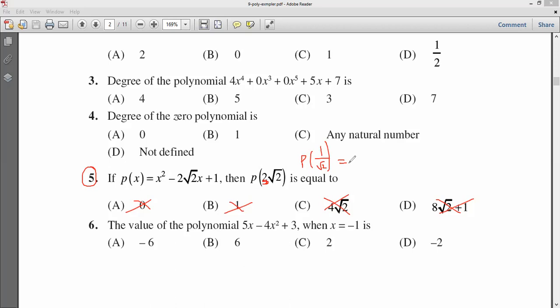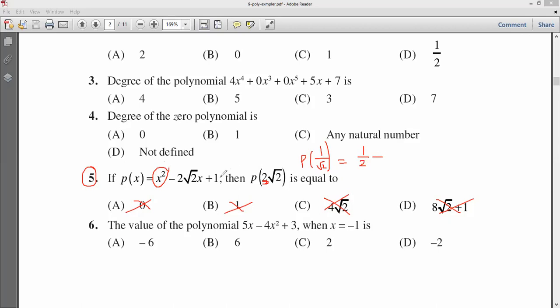So 5/2 is also a wrong answer, Gunit. Can you please try? Minus 1 upon 2. Yeah, -1/2 is the correct answer. Gunit, see where you're making the mistake. When you put x equals 1 by root 2, this first term becomes what? 1/4? 1 by 2. 1 by 2, sorry, 1 by 2.